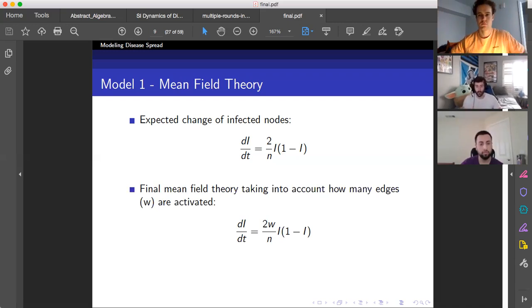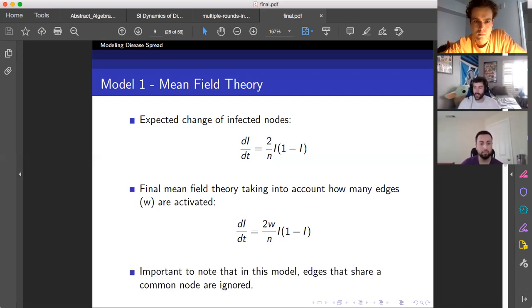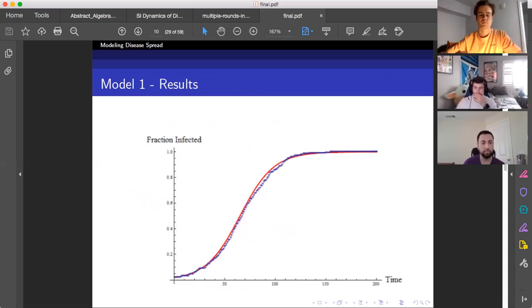So those are two independent edges being activated. For every independent action, that's a new edge. So you can think of that as being activated, or being W. And once we have these things, it's also important to note that in the specific model, edges that share a common node are ignored. And then finally, we could graph it.